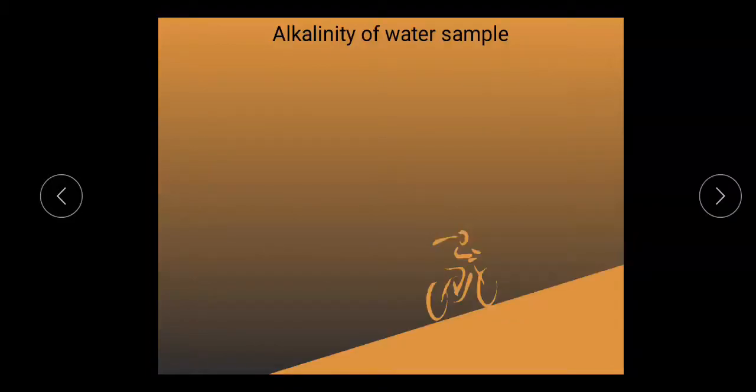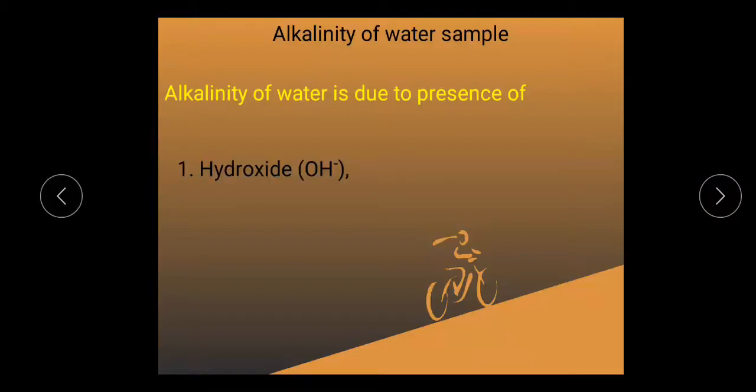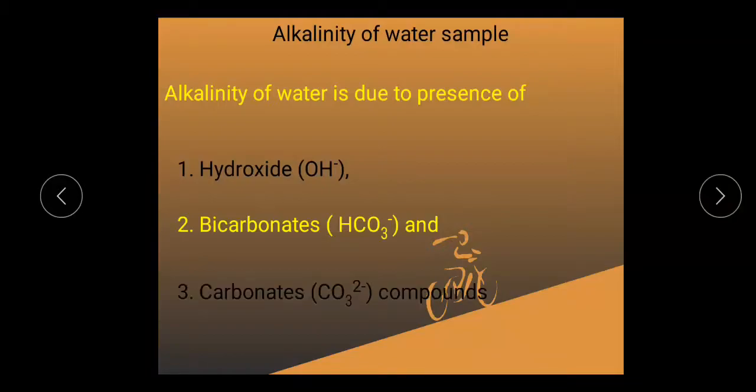So, what is the alkalinity of a water sample? Alkalinity of water is due to the presence of hydroxide ions OH minus, bicarbonate ions HCO3 minus, and carbonate ions CO3 2 minus. Means alkalinity of a water sample is due to the presence of such compounds called hydroxide, bicarbonate and carbonate ions.